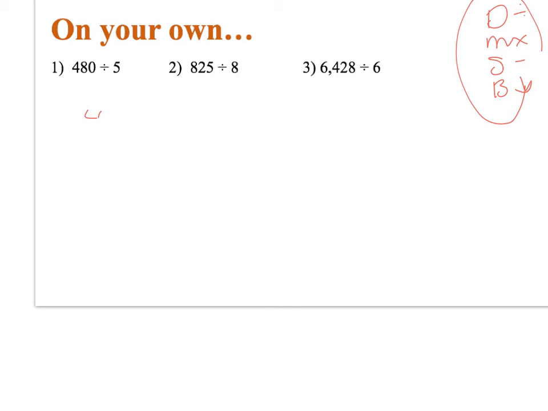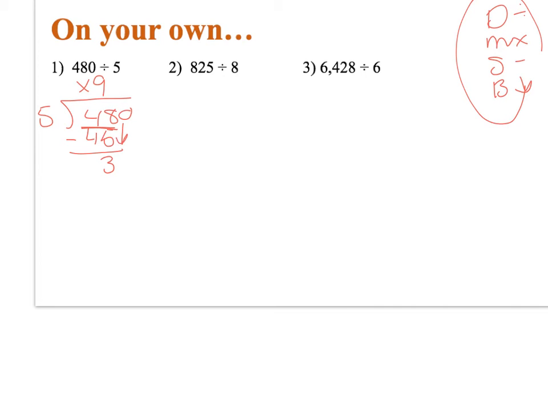Problem 1. 480 divided by 5. Step 1, divide. 5 does not fit into 4. So we're going to put 5 into 48. 5 fits into 48 9 times. 9 times 5 is 45. Step 3, subtract. 48 minus 45 is 3.